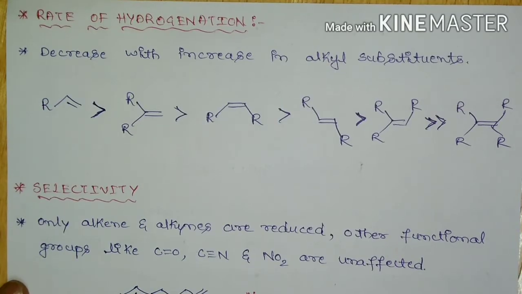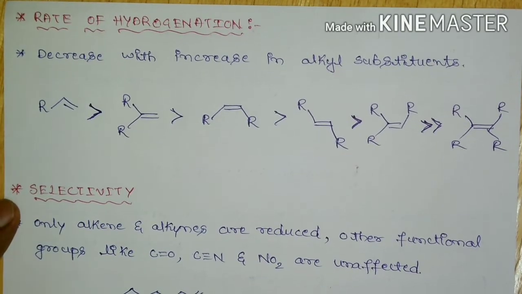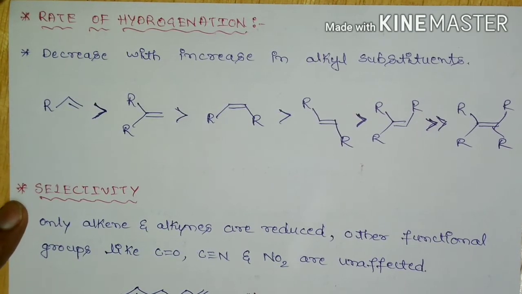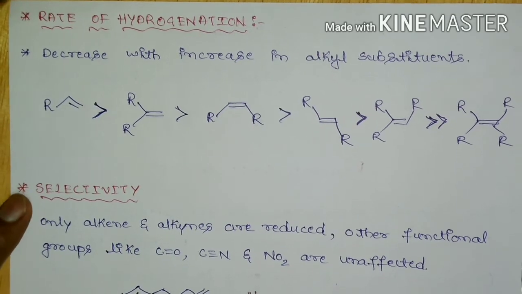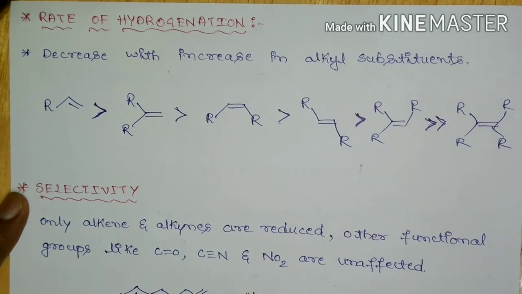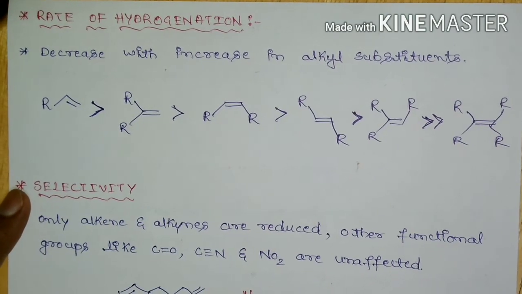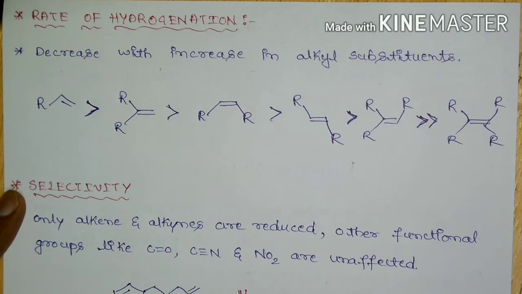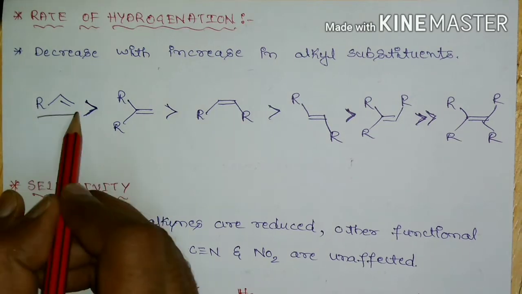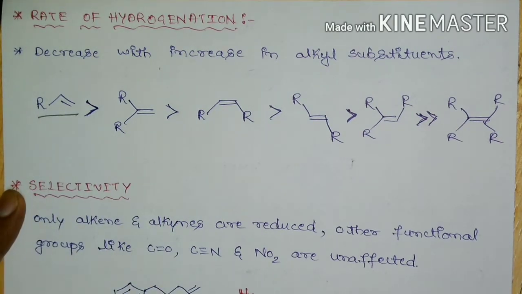Now the rate of hydrogenation. If we take a variety of alkenes with different substitution, the rate of hydrogenation decreases with increase in alkyl substituents. If the alkyl substituents around the carbon-carbon double bond increase, the rate of hydrogenation decreases. So this is a monosubstituted alkene, and a monosubstituted alkene will undergo easier reduction compared to a disubstituted alkene.